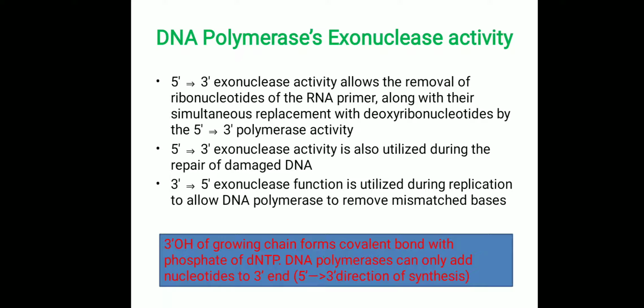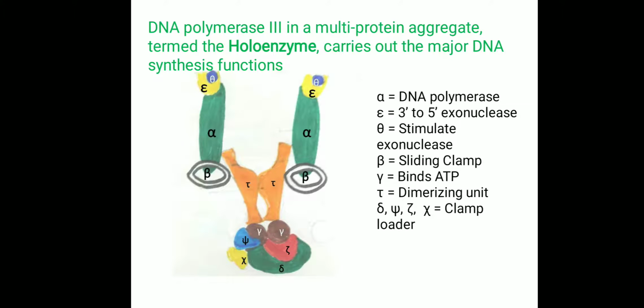So in general, the 3' OH of the growing chain forms a covalent bond with the phosphate of the dNTP, and DNA polymerases can only add nucleotides to the 3' end. That means the synthesis is in the 5' to 3' direction. So now we will see how DNA polymerase works.